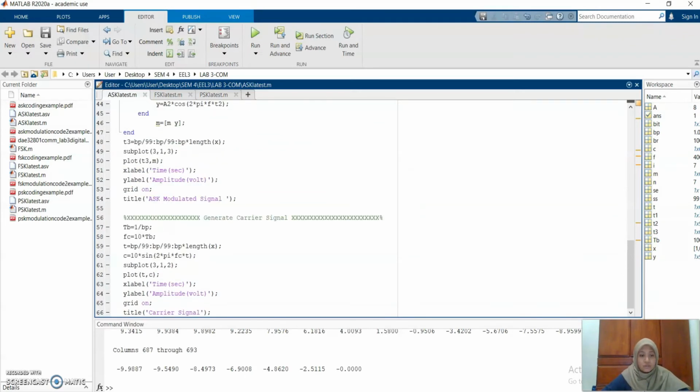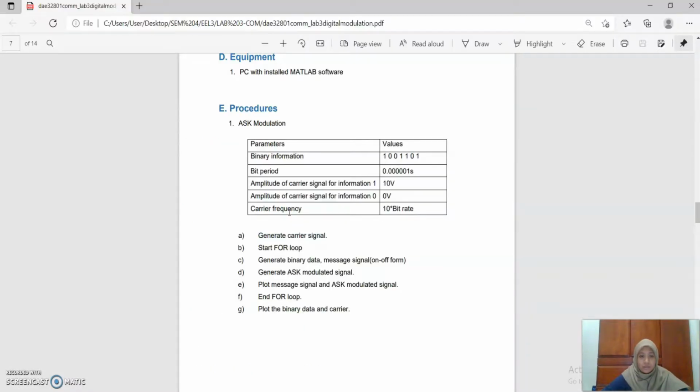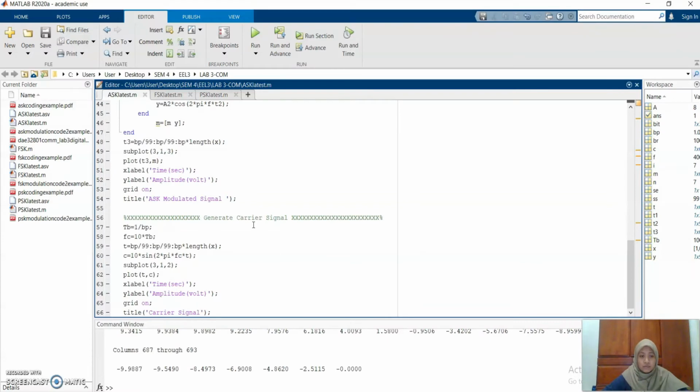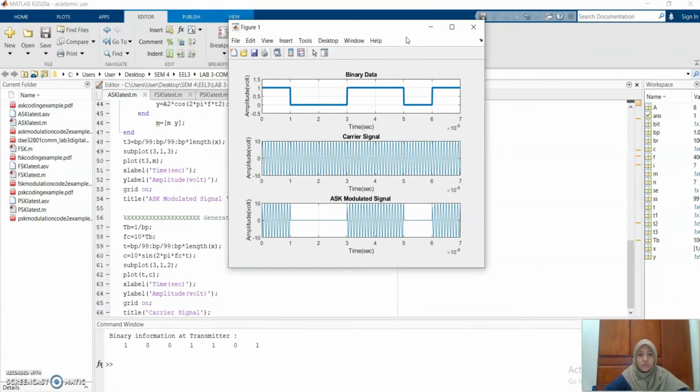Next, we need to generate the carrier signal. TB is equal to 1 over BP. FC, which is the carrier frequency, is equal to 10 multiplied by TB. Here, as you can see, C is equal to 10 multiplied by cos(2 pi FC T), where 10 is the amplitude. So that's it for the generate carrier signal command. We just need to run the simulation and we will get this.